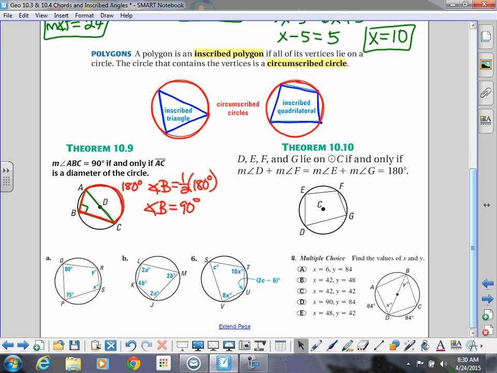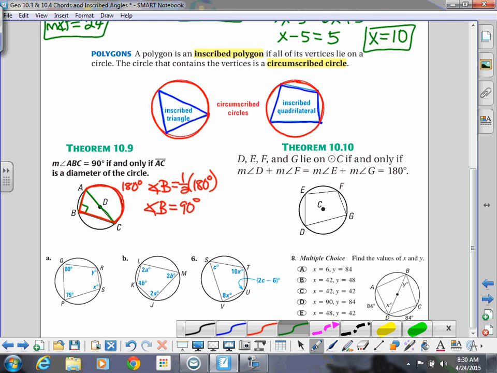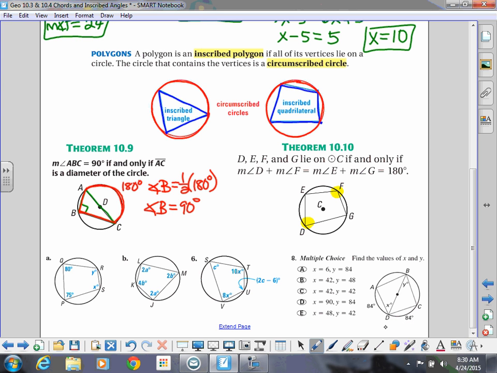a right triangle. And the other property we know is that if we have a quadrilateral that's inscribed, then the opposite angles have to add up to be 180. So for example, the measure of angle D and the measure of angle F have to add up to be 180, and then the measure of angle E and the measure of angle G have to add up to be 180. Now that does not mean that they're congruent. That's not what they're saying. They just mean that if you add those up, they equal 180.